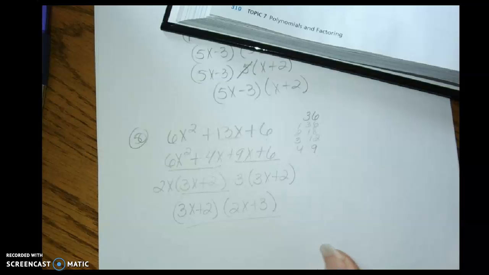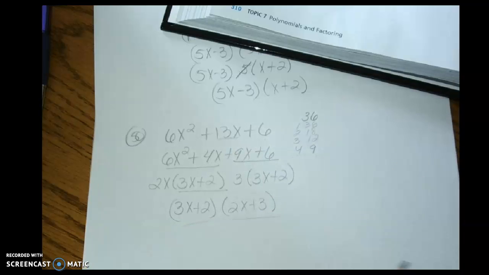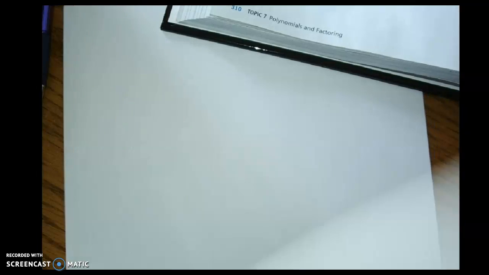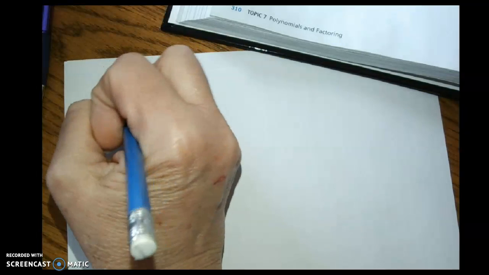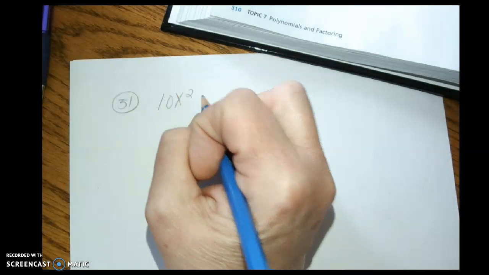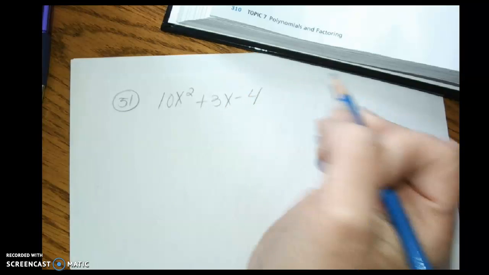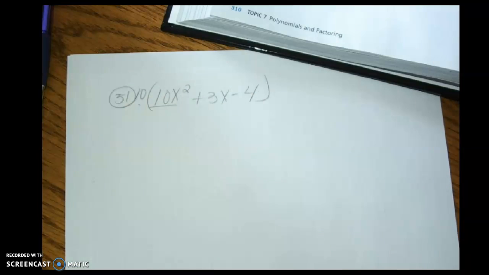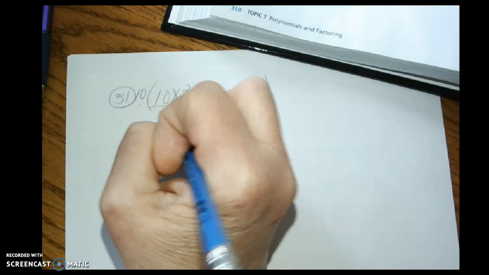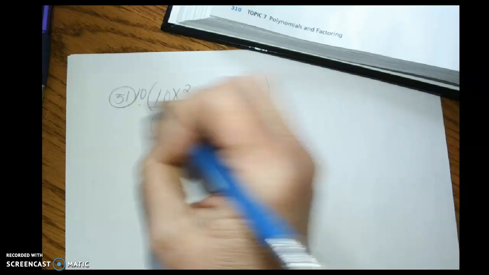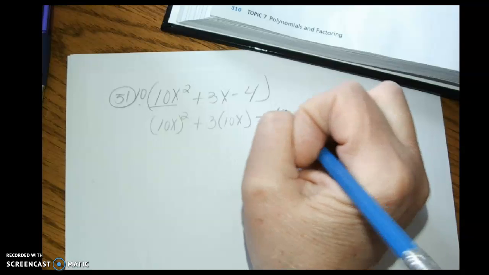It's hard to go back and forth between substitution and grouping. So I'm going to try substitution on the next one. 51. 10x squared plus 3x minus 4. I have to multiply everything by 10 in order to make this a perfect square. I have 10x quantity squared plus 3 times 10x minus, this one I'm multiplying all the way through, minus 40.